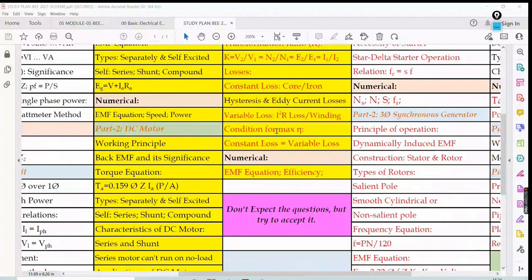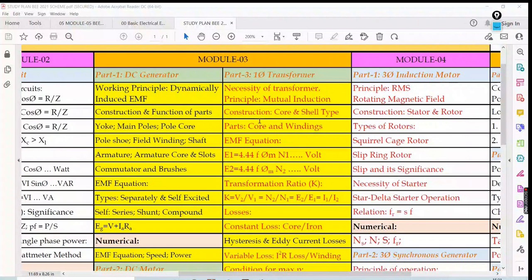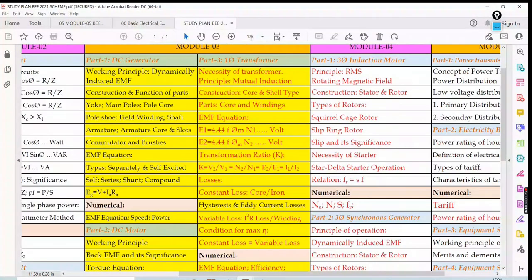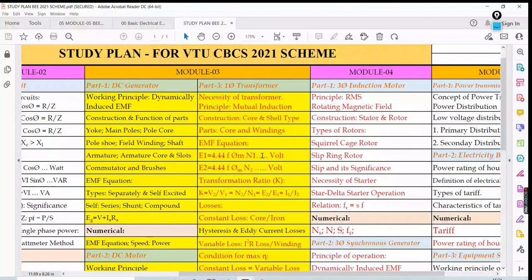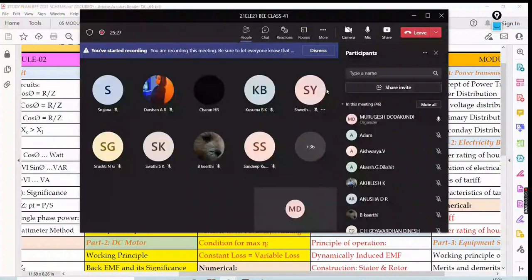Then with respect to the transformer, what is a transformer? Anybody? What is a transformer? No one is listening. 46 members are there.